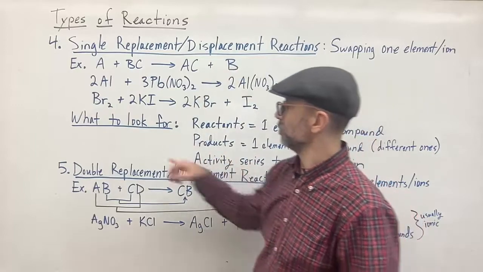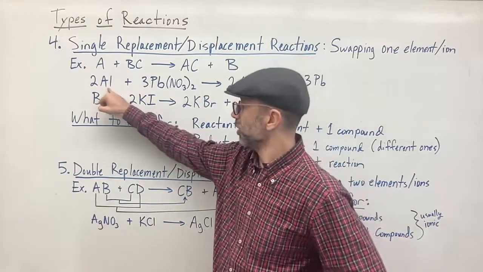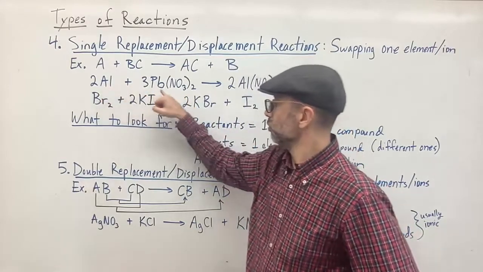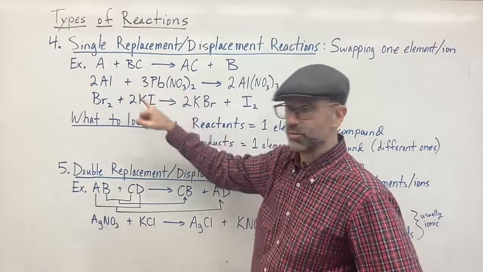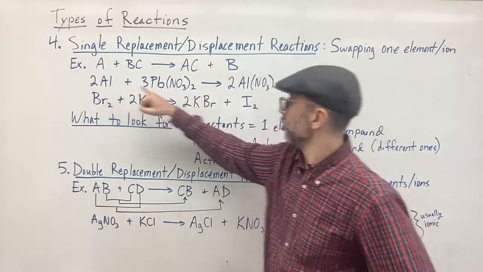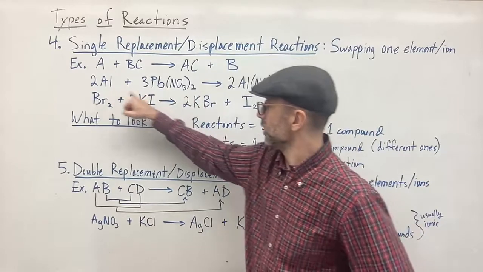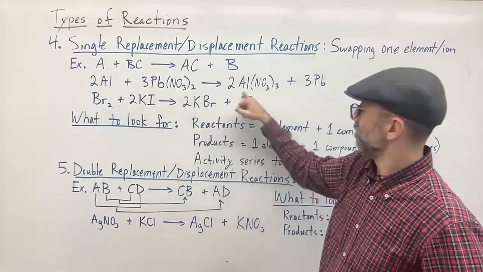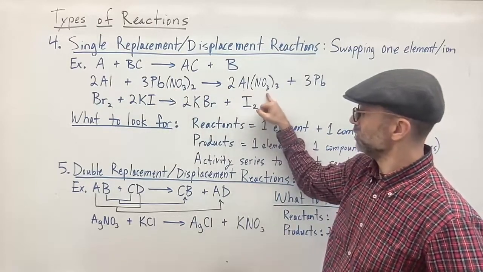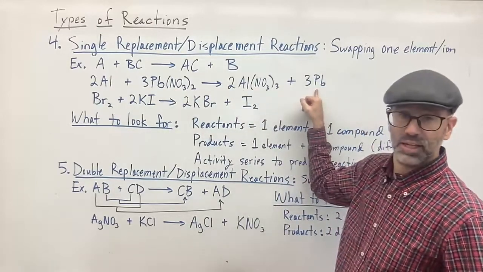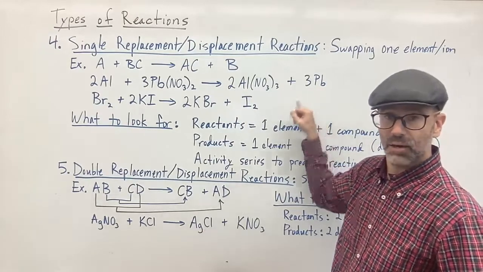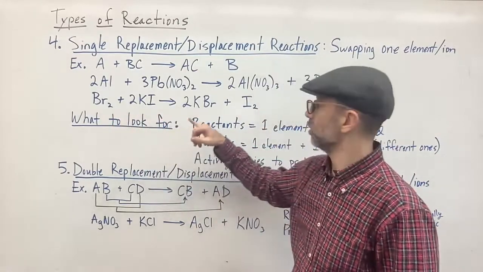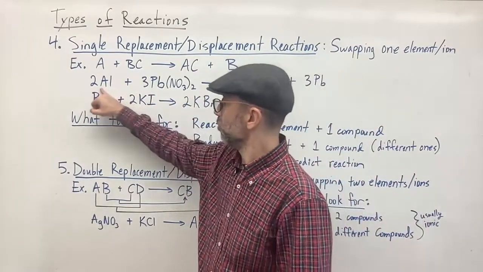So here's a couple of examples. Here's one with a metal. So I have a metal element by itself, and here I have an ionic compound. So this metal is going to replace that one. So it's going to kick that off. And so then it's going to form aluminum with the nitrate. So it's going to pair up with the nitrate, kick the lead out. And then I'll have my aluminum nitrate new compound, and then I'll have the new element, the metal, by itself. And so that's an example of where you have a metal as the reactant here.